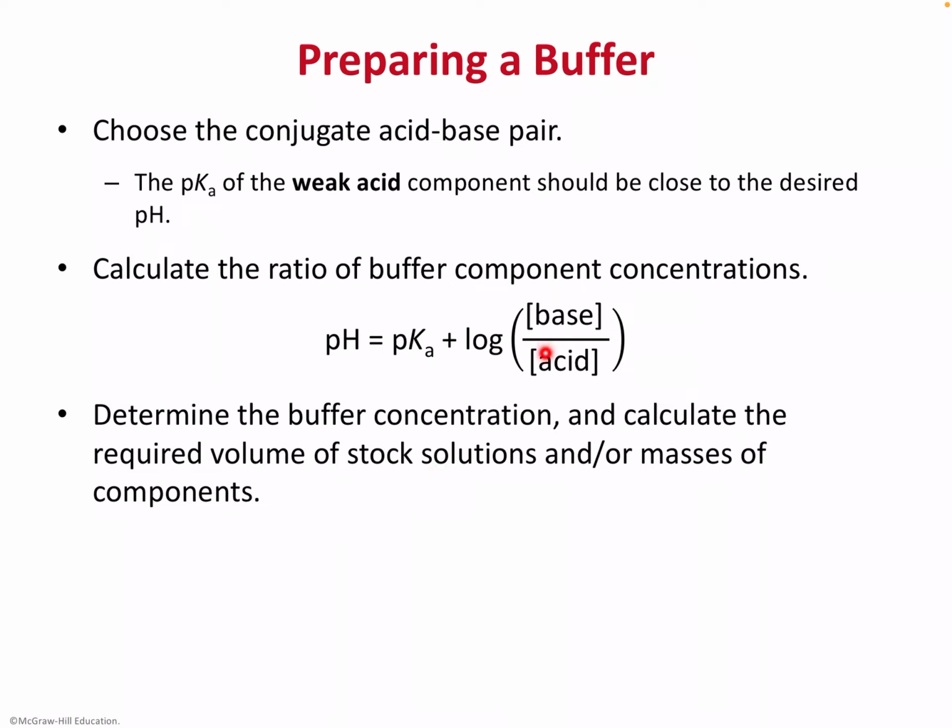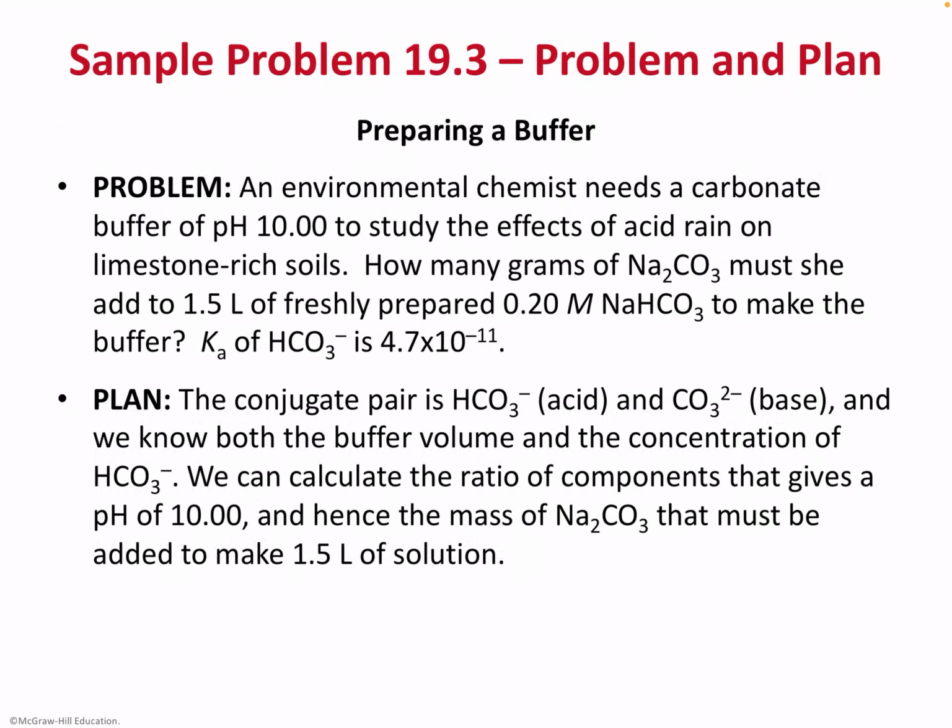Once you get the ratio, from that we can calculate, if it is a liquid, what is the volume you need, or if it is a solid, what is the mass of the buffer component that you need. And then mix the solution and we're going to correct the pH to the desired pH of the buffer. Let's look at this with an example.